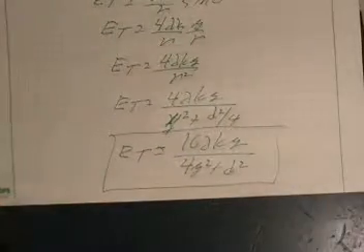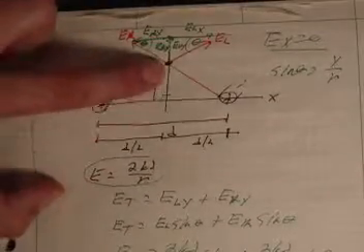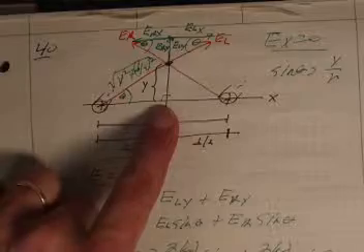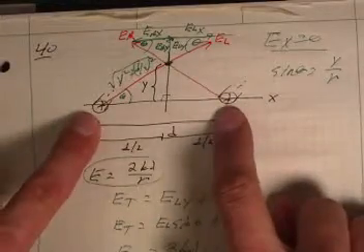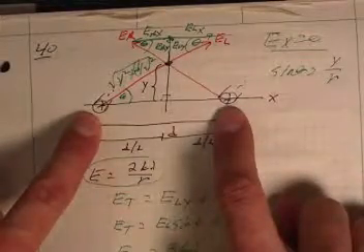This is the electric field magnitude at a distance y above the perpendicular bisector between two positively charged infinite line charges with charge density lambda. There's your result.